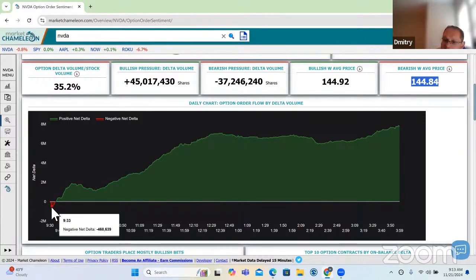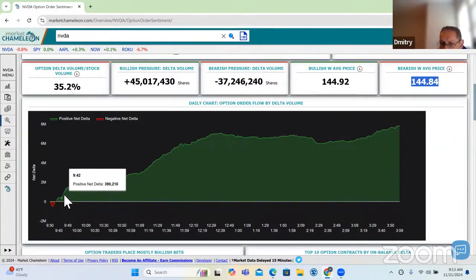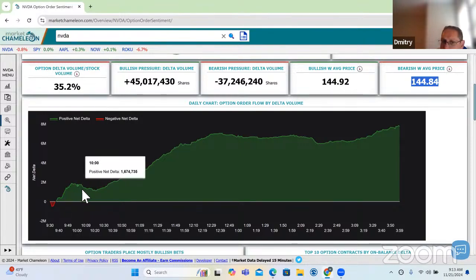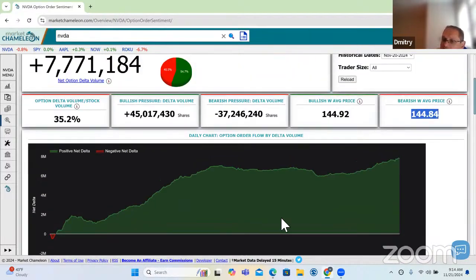And then here, as the day went on, it's not this big of a drop, but it looks like there's more and more bullish deltas on aggregate. You could see it kept climbing throughout the day, all the way up to the end of the day, it continued to go higher. So it gives us an idea throughout the day how that option order flow sentiment behaved, which here just seems like throughout the day, it continued to get more bullish.